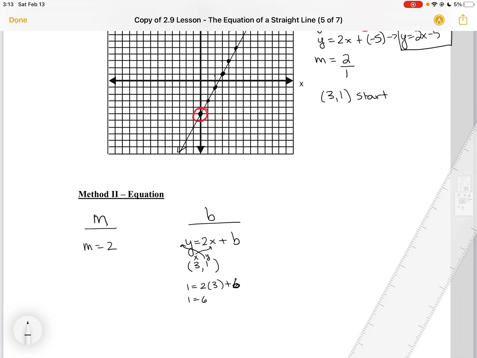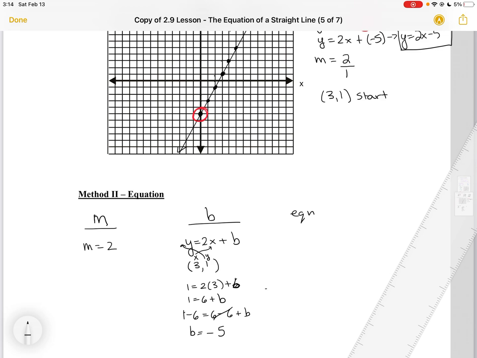I'm going to multiply 2 and 3 together. Now I've got a 1-step equation to solve. Remember that we solve that by doing the opposite operation. So I'm adding 6 on the right-hand side. So that means I need to take away 6 to get b by itself, which is going to tell me that b is equal to -5.